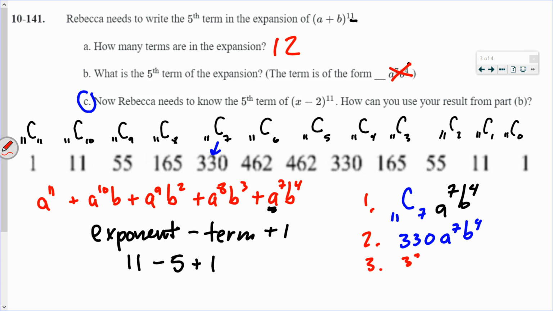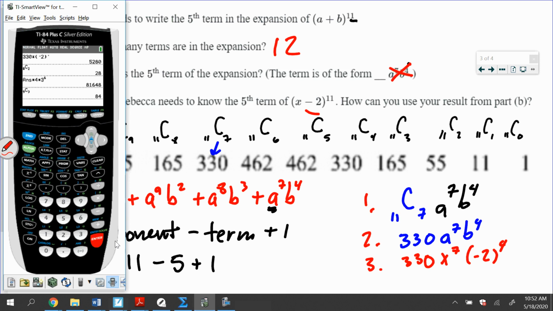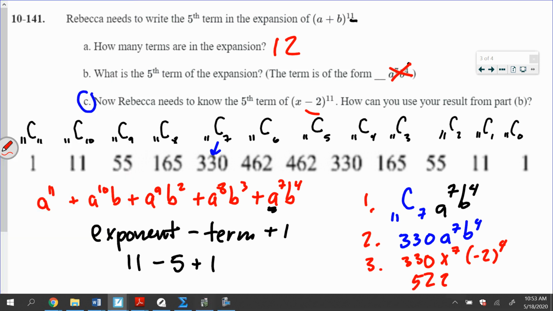So we have 330. My a now is x, so it's just x to the 7th. And then I'm going to have b, which is negative 2 to the 4th. So if I go to my calculator, that's going to be 330. I think I actually have it above. So let's just go up to there. That's this step right here, which eventually is 5280. So I have 5280 x to the 7th.